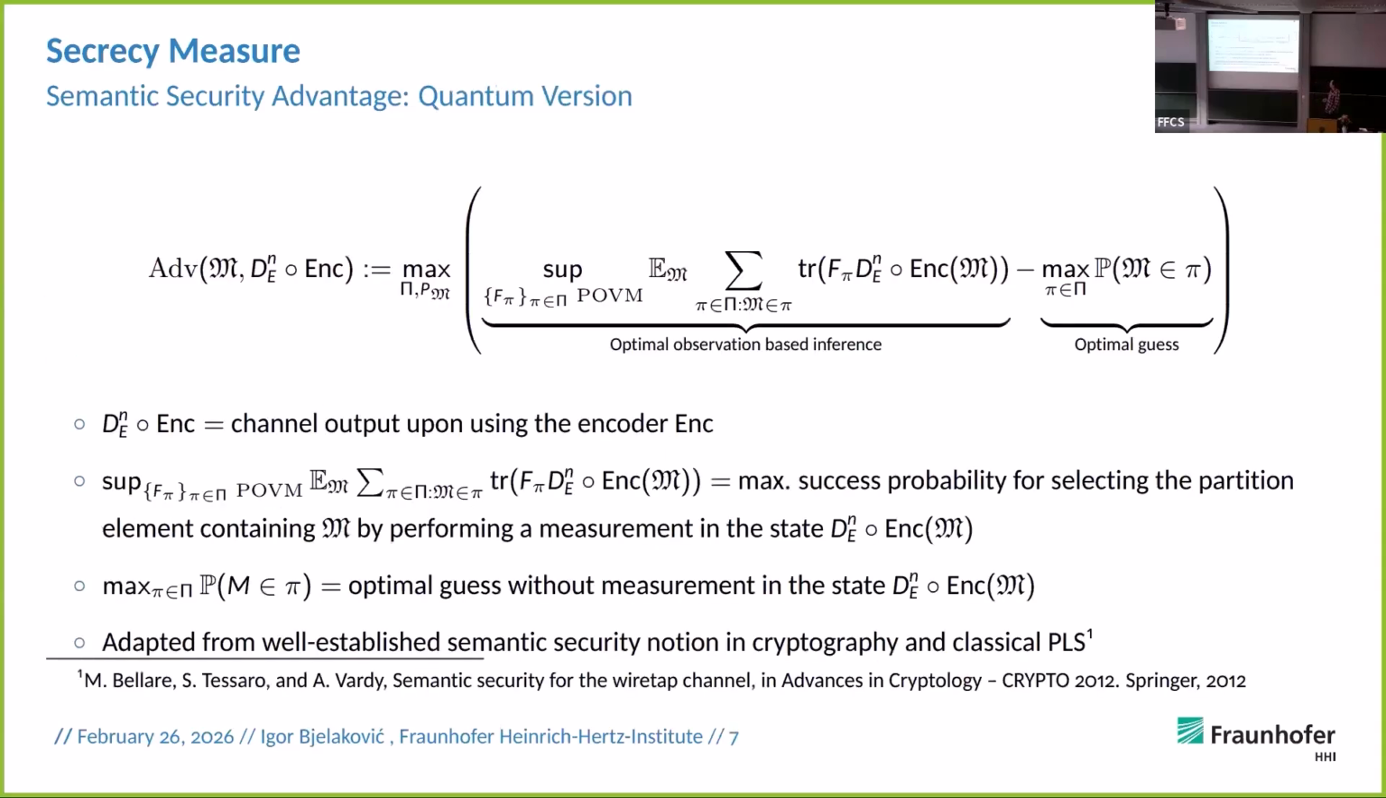So how do you cast this into a formula, which looks really horrible? That's the semantic security advantage, but you can understand it very easily. The last term here is just the optimal guess. If you assume that you know the distribution of the messages and you know your partition, you do your best guess. And the first part, which looks terrible, is that you have a partition, you have a quantum observable attached to this partition, you perform the measurement that gives you a decision rule, and then you optimize over your measurement. So the optimal decision rule for catching this partition element.